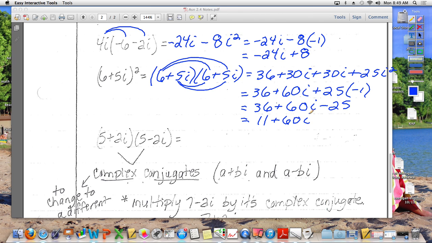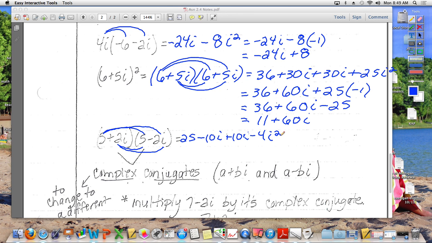But for right now, you just need to understand that when everything is the same about them except for the plus and minus, they're called conjugates. Okay? All right, here we go. We're going to multiply these. 5 times 5 is 25. 5 times negative 2i is negative 10i. 2i times 5 is 10i. Then 2i times negative 2i is negative 4i squared.